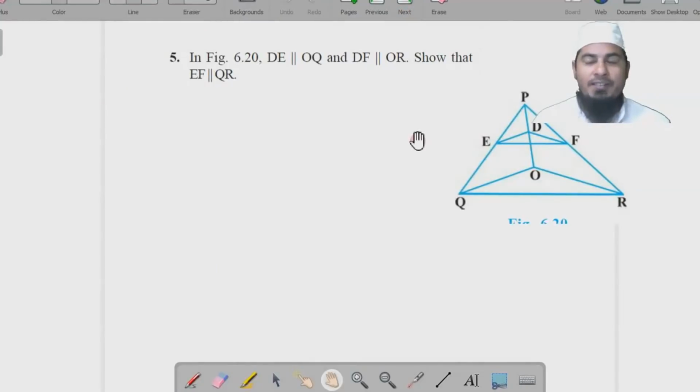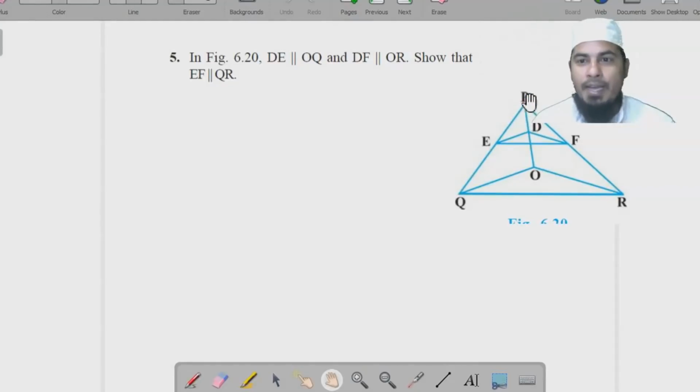Next question is here. If we understand the previous, we can easily do this answer. So orally, if you want to discuss, let us. DE is parallel to OQ in this figure. So in triangle POQ we can apply basic proportionality theorem. DF is parallel to OR. Again in this triangle, basic proportionality theorem can be applied.